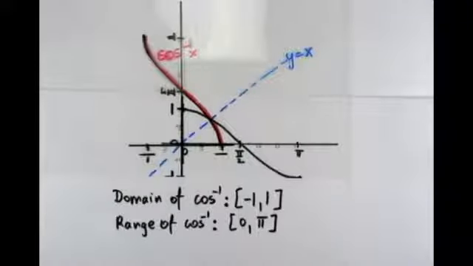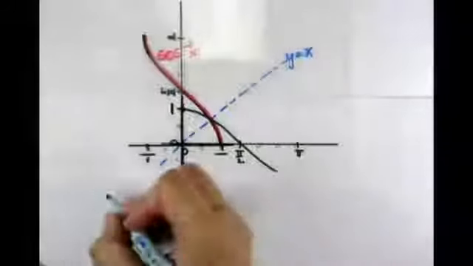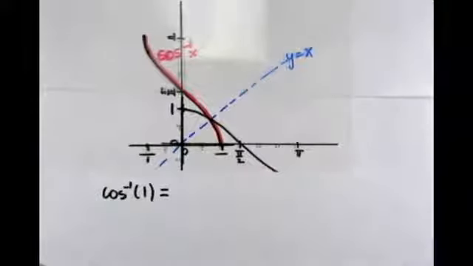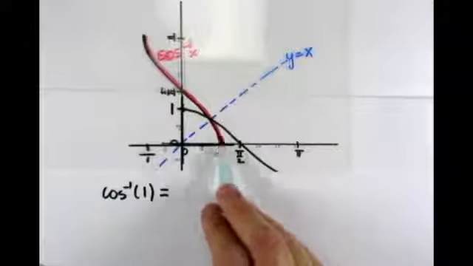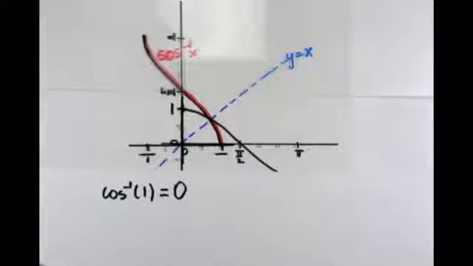And as before, we will find the values. So since we have the graph, we're going to find the values of cos inverse at -1. Let's find this from the graph. Cos inverse at -1, the height of the red function is 0. So this value is 0.